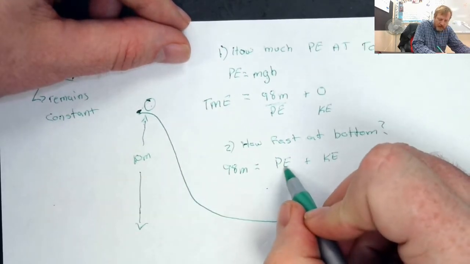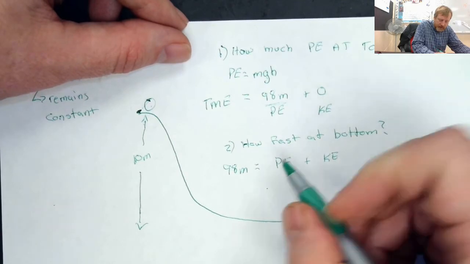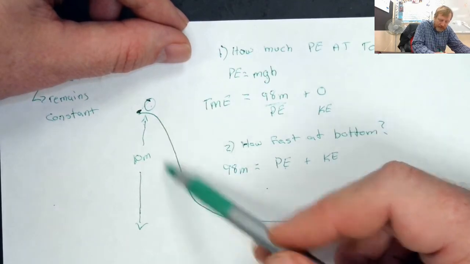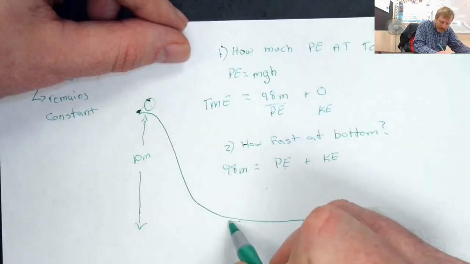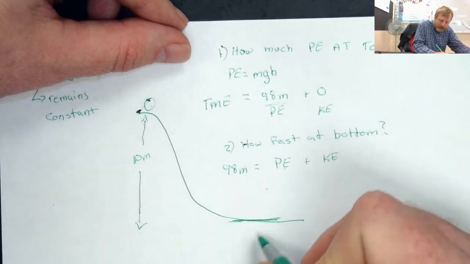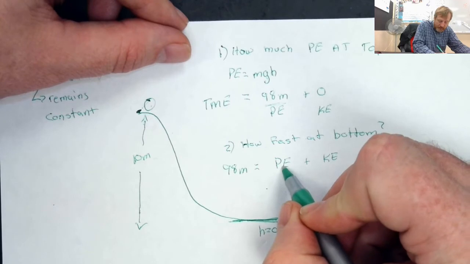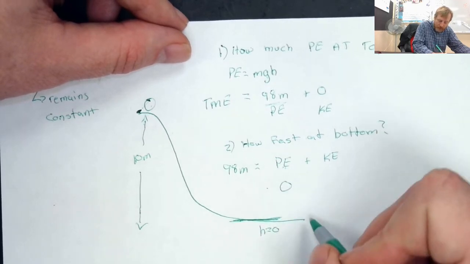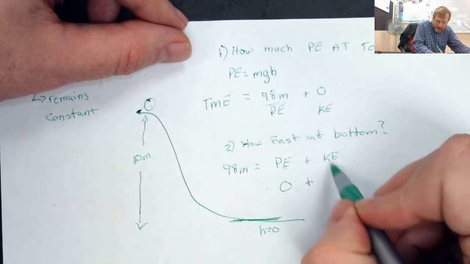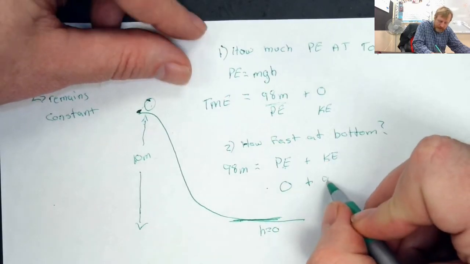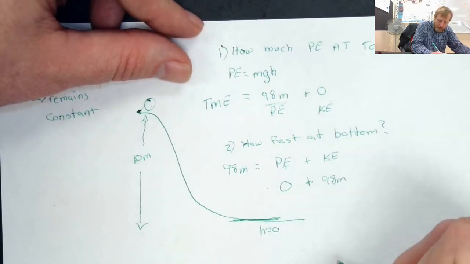In this case, though, the potential energy is the mass times gravity times height. Well, down here at the bottom, we would have a height equal to 0. So mass times gravity times height for potential energy is going to be 0. And therefore, this kinetic energy must be our 98 M.